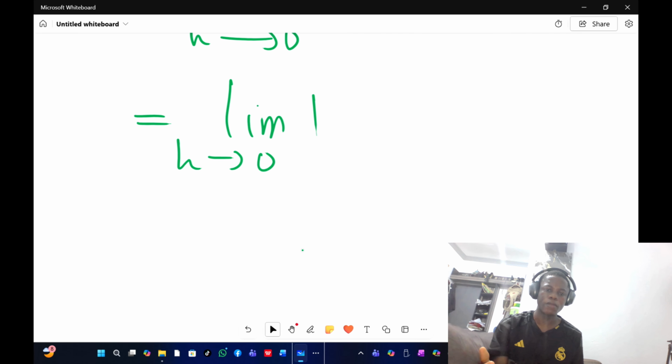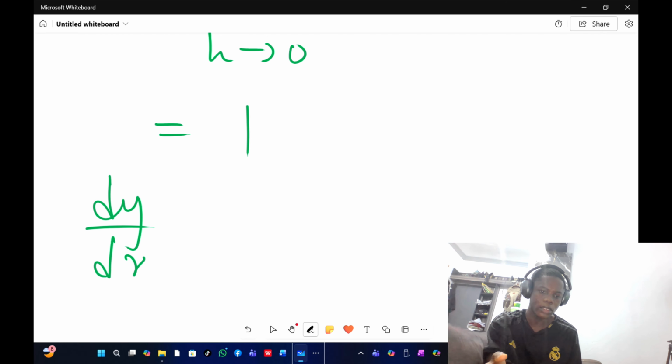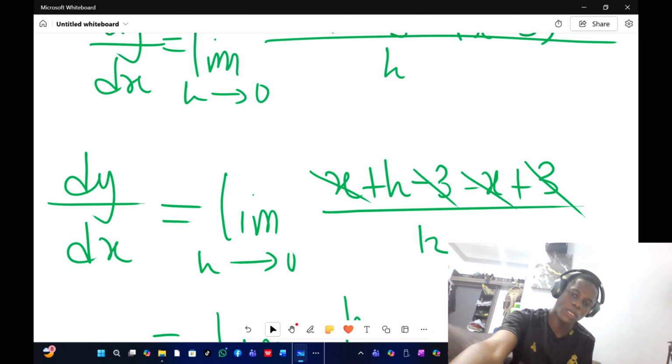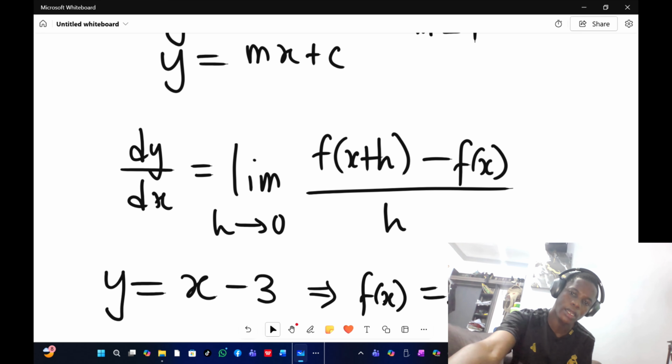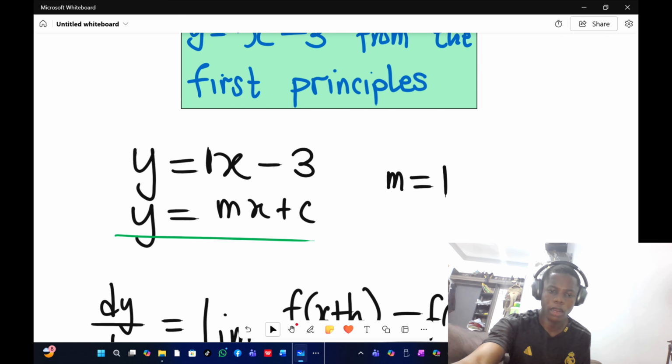So anytime you are finding the limit of a constant function, the answer is still the same as the function. So it's going to be 1. So we are getting 1. Which implies that the derivative of the function given is equal to 1, which is the same as the first method that we used when we compared the given function with the general form of a linear function. So this is how we go about it.